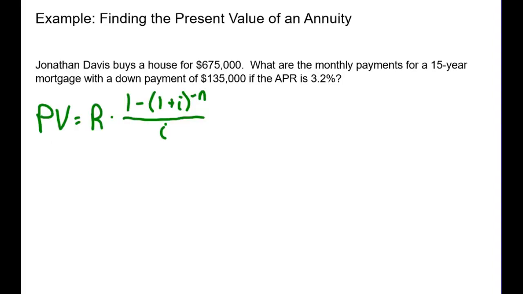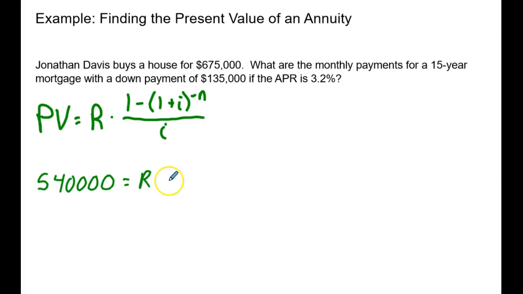The last example, finding the present value of an annuity. Jonathan Davis buys a house for $675,000. What are the monthly payments for a 15-year mortgage with a down payment of $135,000 if the APR, the annual percentage rate, is 3.2%? So the present value in this case is going to be how much he owes on the house. So we have to take the $675,000 minus the down payment of $135,000 and left with $540,000 that he still owes on that house, equal to R, which represents the value of each payment.